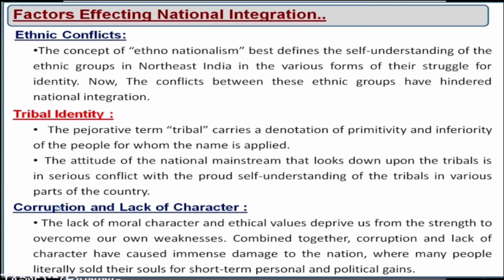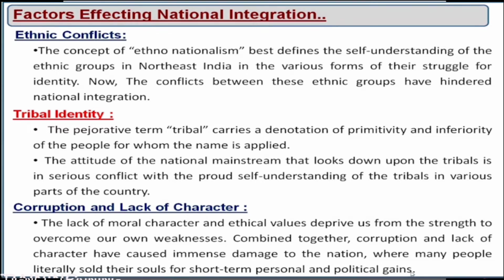And the last factor, corruption and lack of character. Corruption in the country is on a scale that can be linked to ants eating away the roots of the foundation itself. The lack of moral character and ethical values deprives us of the strength to overcome our own weaknesses. Combined together, corruption and lack of character have caused immense damage to the nation, where many people literally sold their souls, our nation, for short-term personal and political gains.